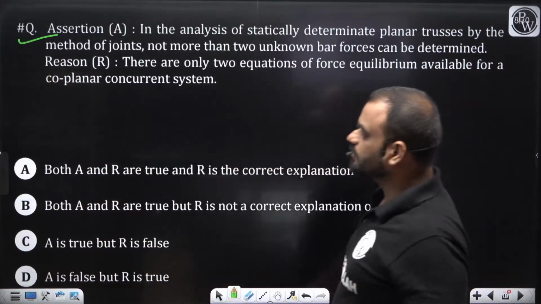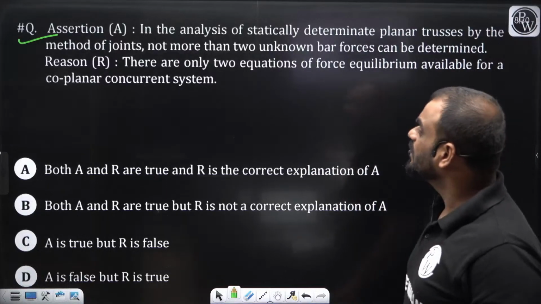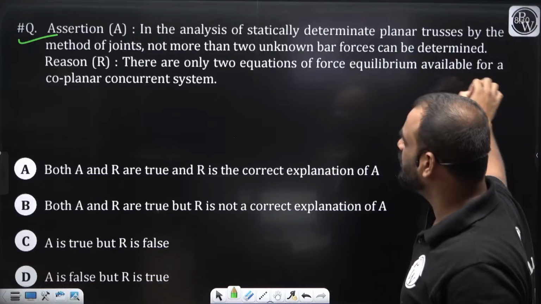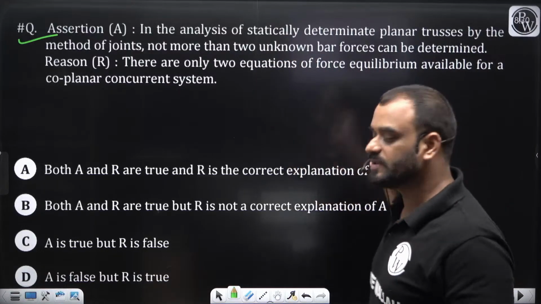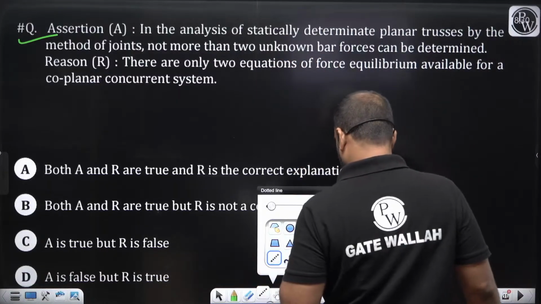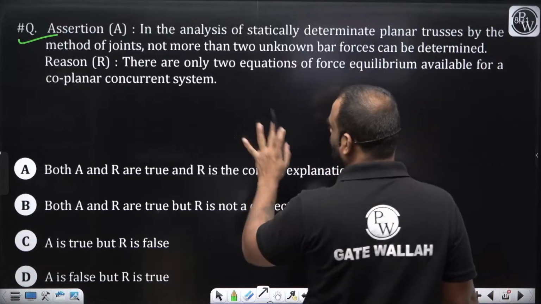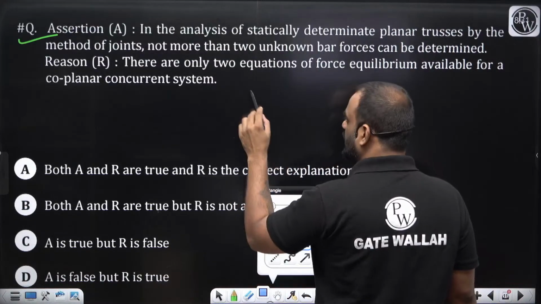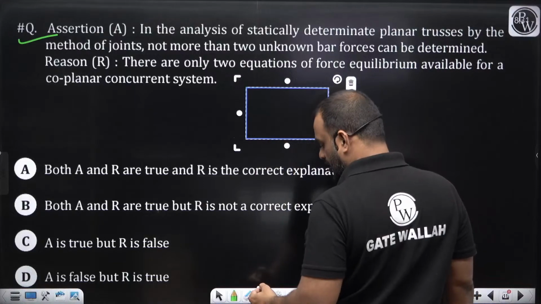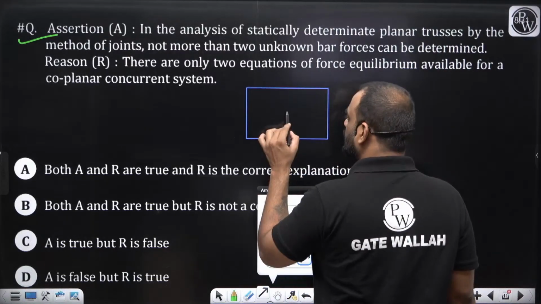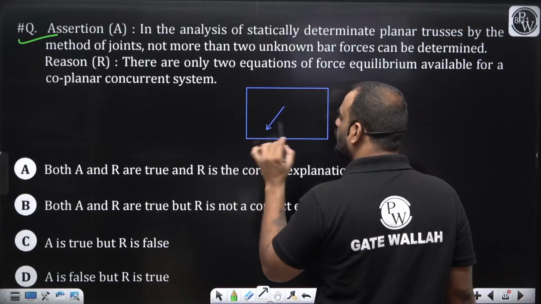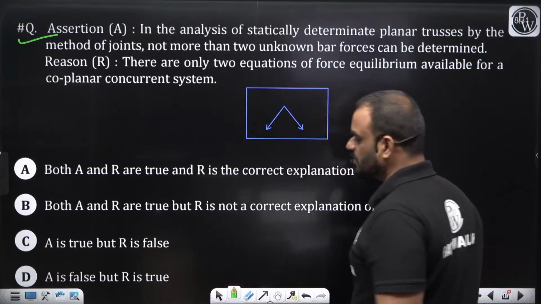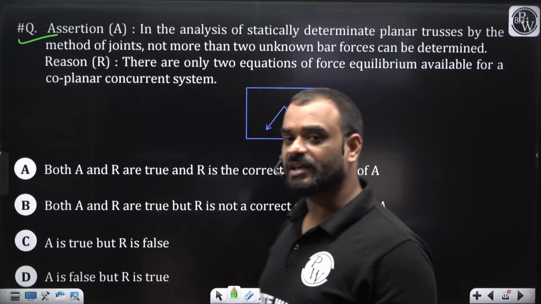The reason given is that there are only two equations of force equilibrium available for the coplanar concurrent system. What do you mean by coplanar? Coplanar means whatever forces you have, they are lying on a single plane, like this. And if they are concurrent, that means the point of application of forces is the same. That's why they are concurrent.